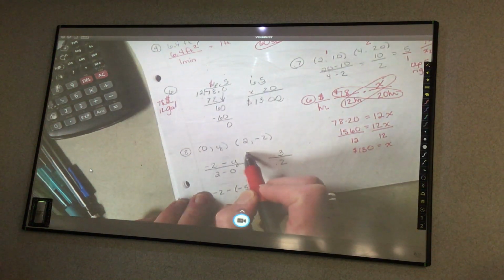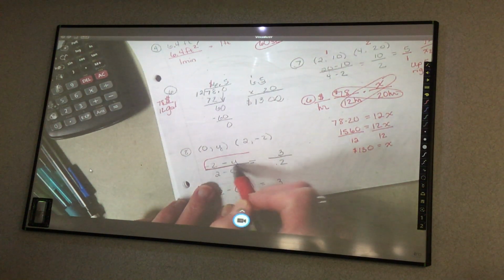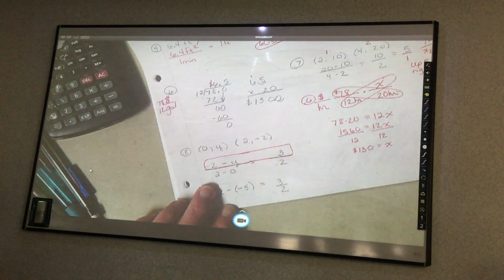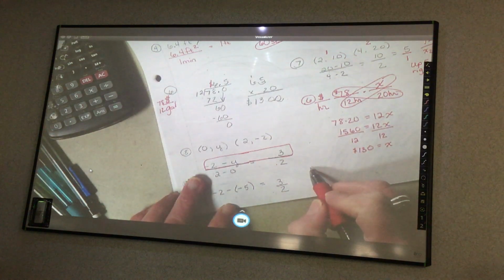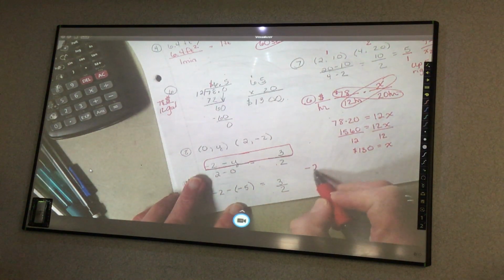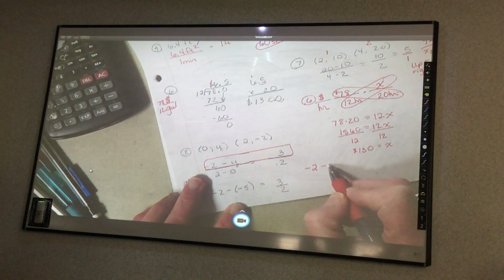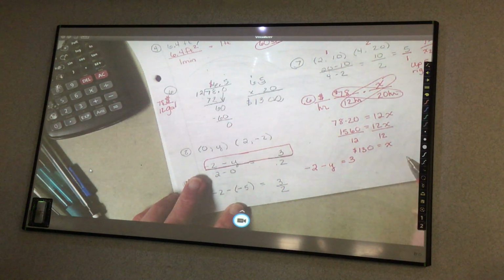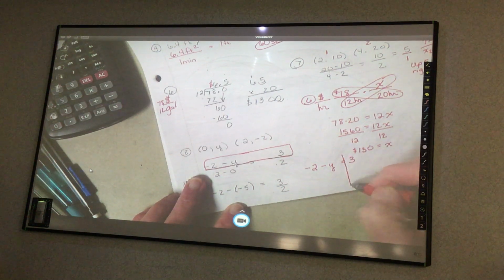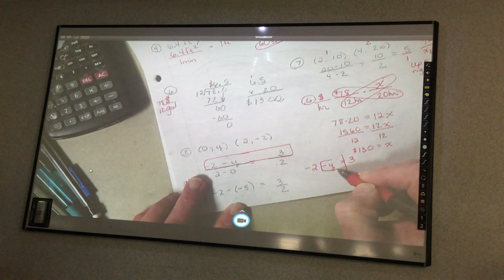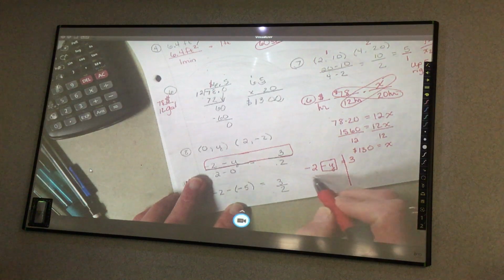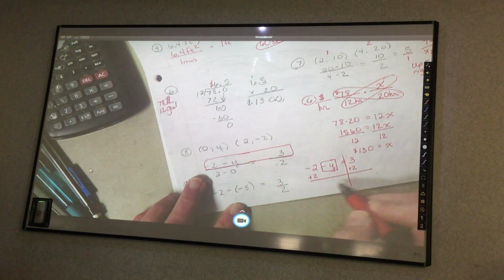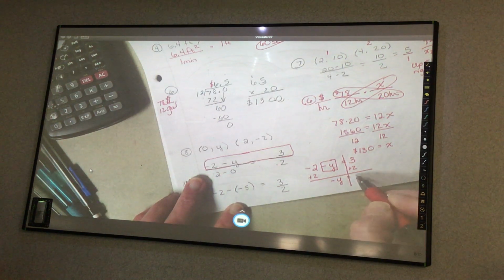How can I find what my y equals? I'm going to put a box around it, and come over here and solve it like I do equations. Negative 2 minus y equals 3. Draw my line, box up my negative y. Add 2 to both sides. I'm left with a negative y equals 5.